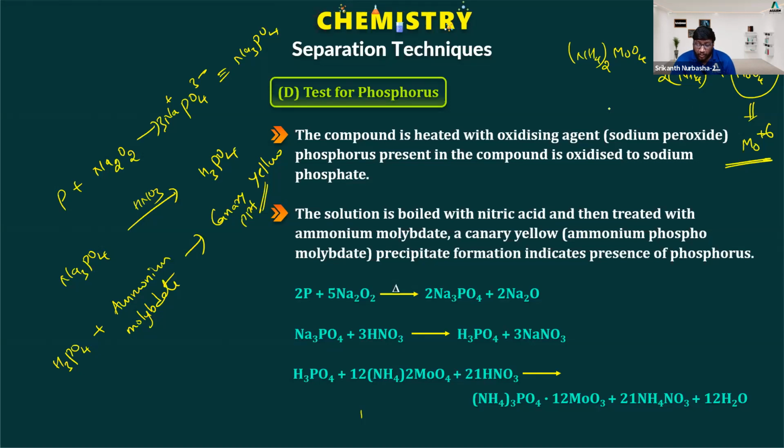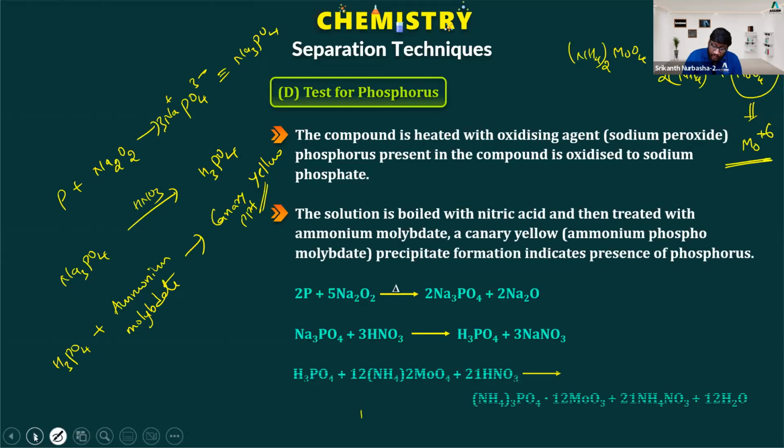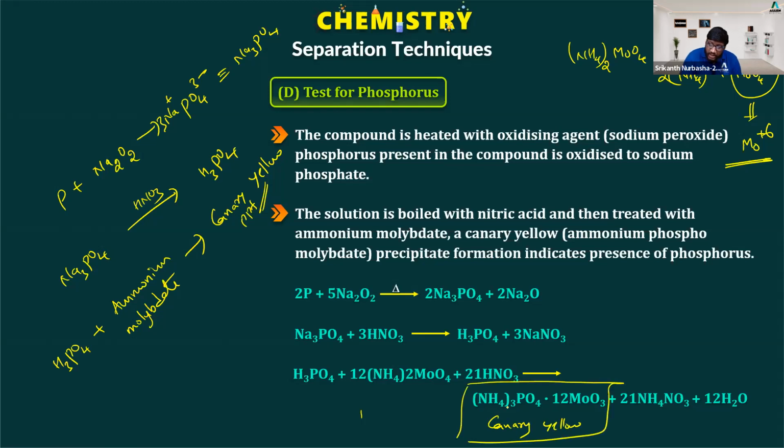So ammonium molybdate reacted with H3PO4 to form ammonium phosphomolybdate, (NH4)3PO4·12MoO3. So this is nothing but your canary yellow precipitate. Because (NH4)3PO4 means 3 NH4+ ions will be neutralizing their charge with the PO4 3- ion, and we have 12 MoO3 where molybdenum is in +6 state and oxygen should be in the -2 state. Is that clear, students?